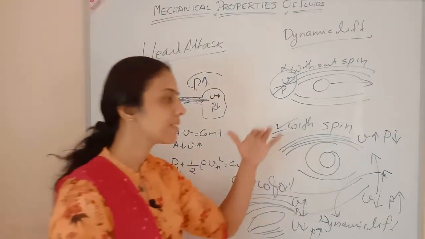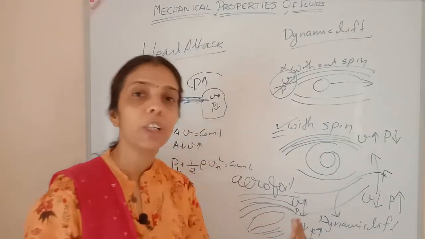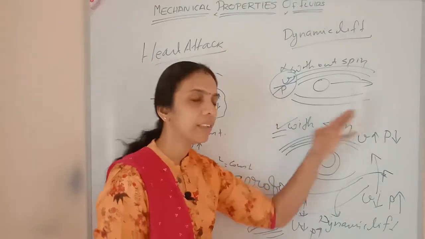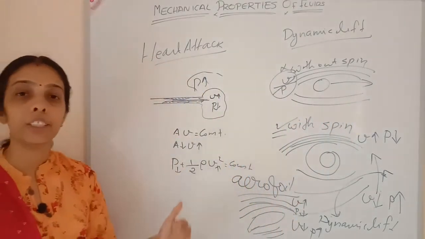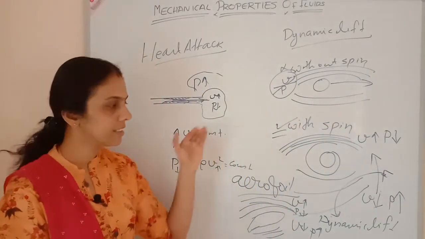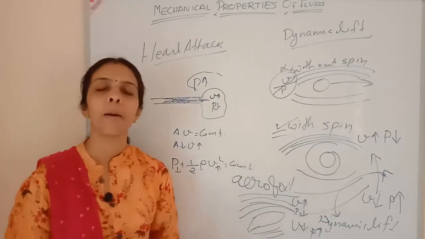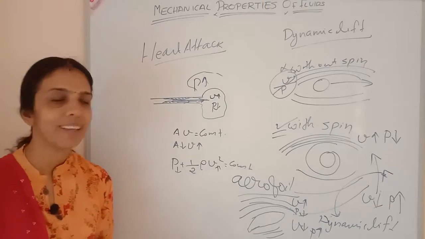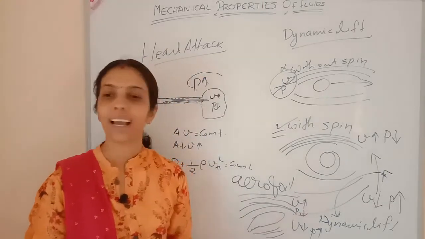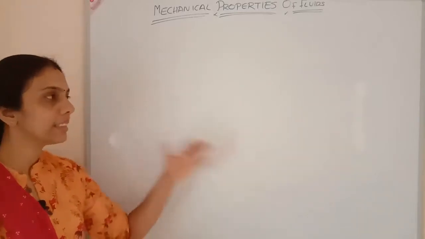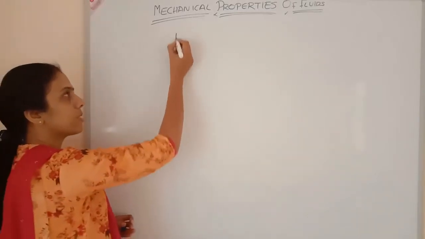Because of this difference in pressure, an upward force will act on the ball, which will cause a variation in the trajectory, that is, the parabolic path. It won't continue in its parabolic path. Okay, clear about dynamic lift? Next we are going to study the next term, that is viscosity.